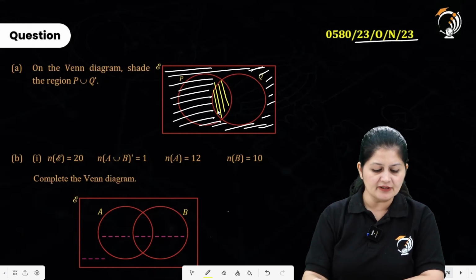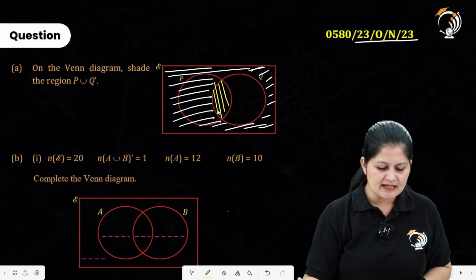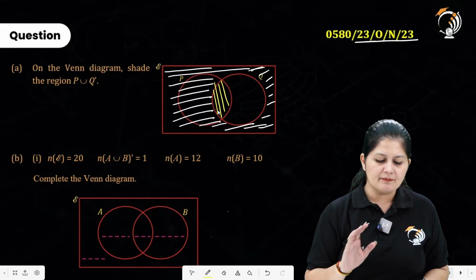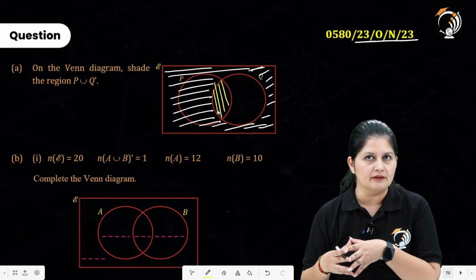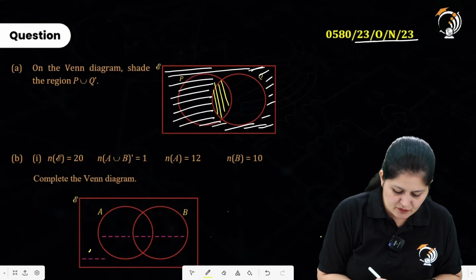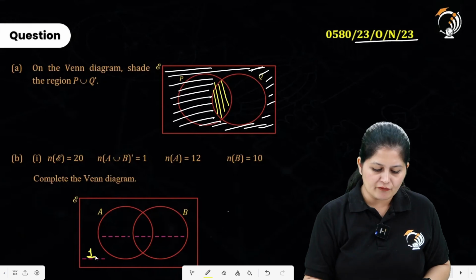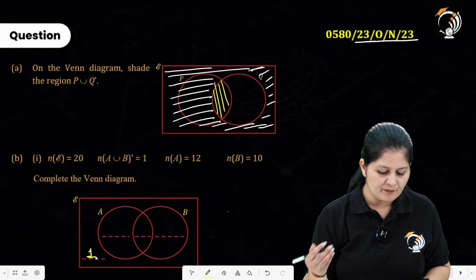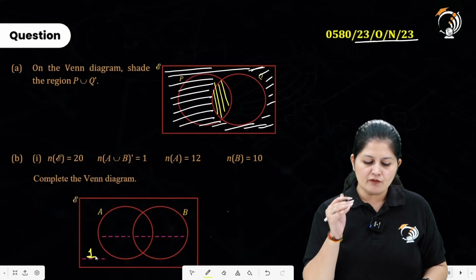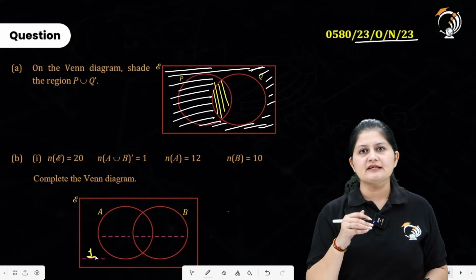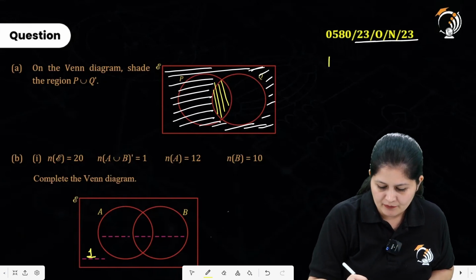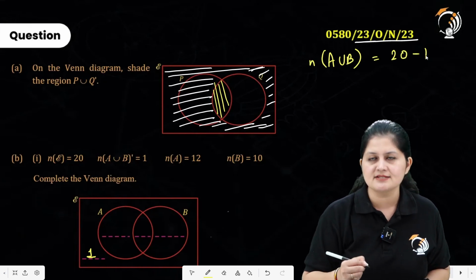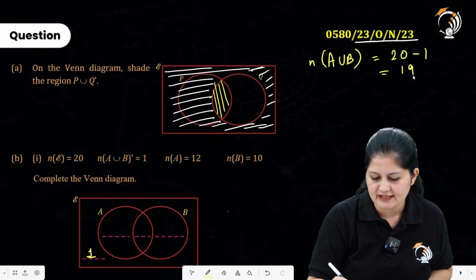Understood? Further, in the B sub part of the question, we are being provided that the sum of all the elements here is 20. Also, we are given that the complement of A union B is equal to 1, so we are going to have 1 here. The number of elements in the set A is 12, and the number of elements in the set B is 10. We need to complete the Venn diagram here. We know that the number of elements in A union B is going to be equal to the total elements minus the number of elements in the complement, that is equal to 19.